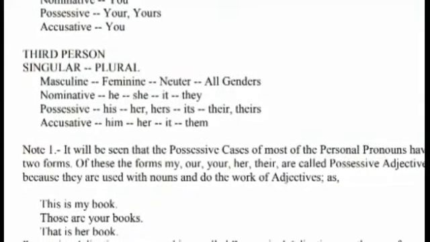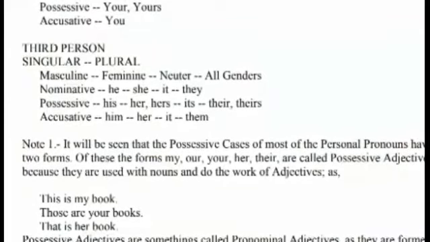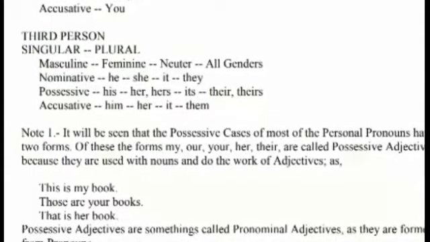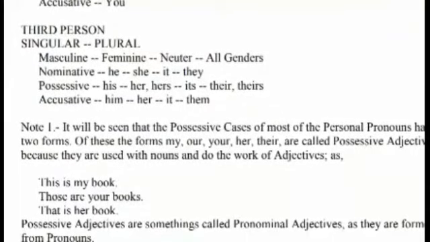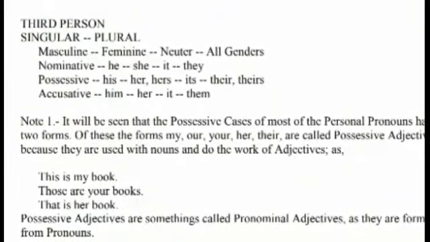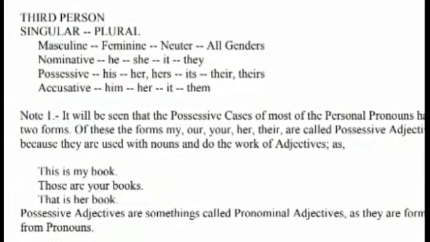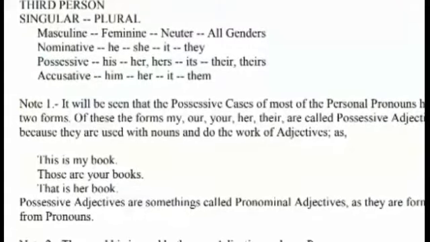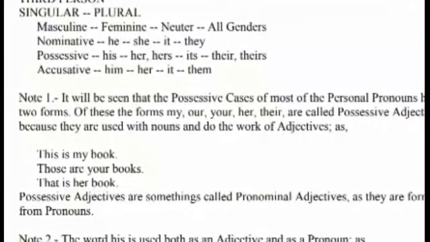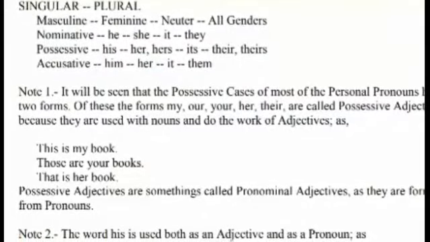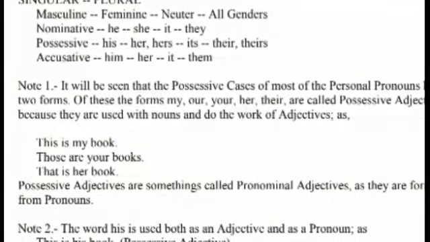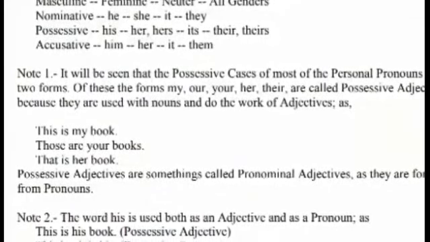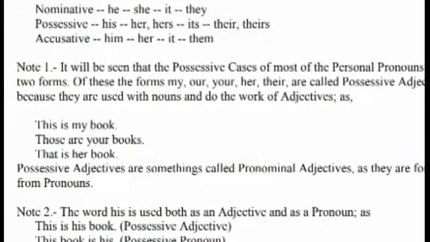Here some notes are given. It will be seen that the possessive cases of most of the personal pronouns have two forms. Of those, the forms my, our, your, her, their are called possessive adjectives because they are used with nouns and do the work of adjectives. They do the work of adjectives, so they are called possessive adjectives. Possessive adjectives are sometimes called pronominal adjectives as they are formed from pronouns. These are formed from the pronouns, these possessive adjectives. That's why they are called pronominal adjectives.